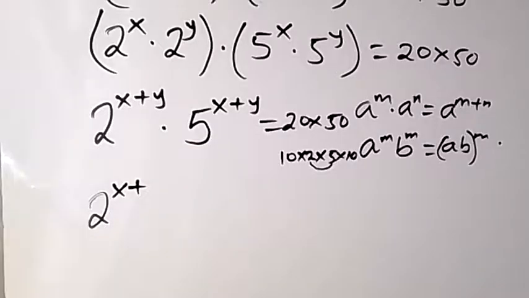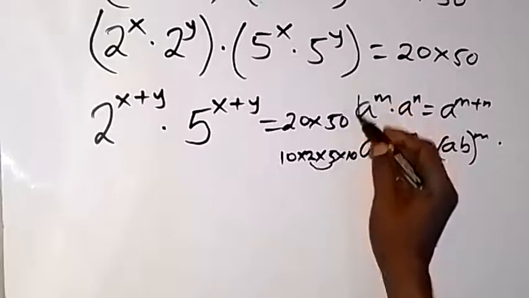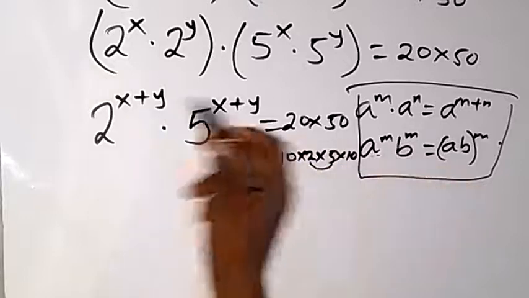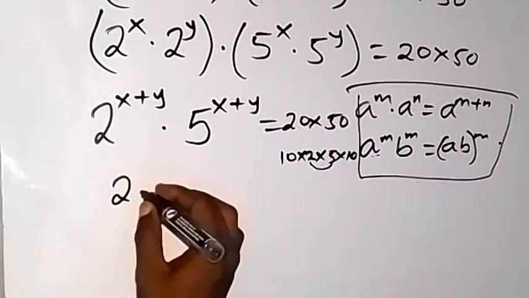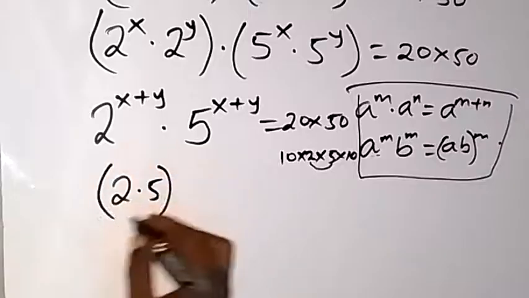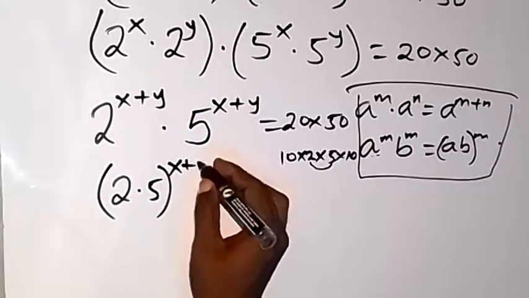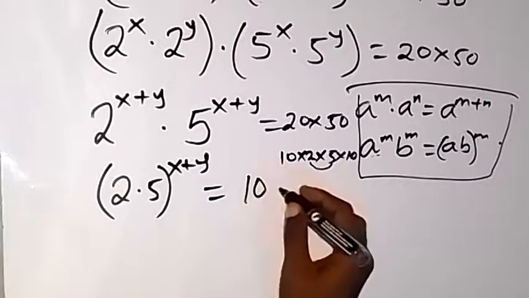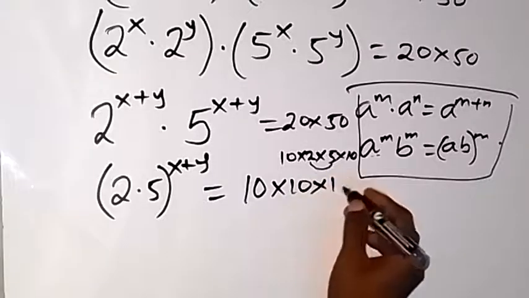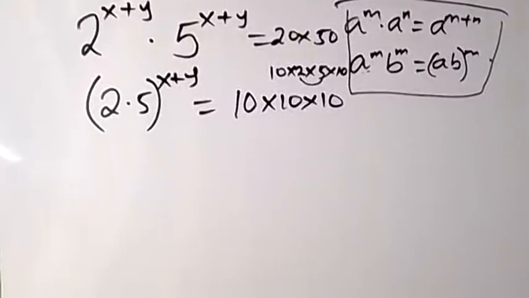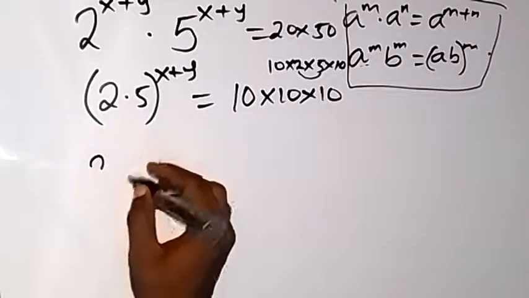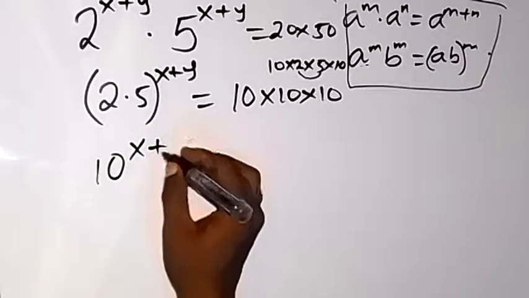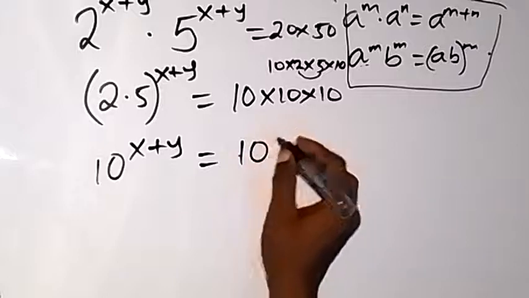Okay, from here, let's apply the second law of indices we wrote down here. When we have different base and raised to the same power, we can write it as 2 times 5, then all raised to power x plus y, which will now give us, here we can write it as 10 times 10 times 10. Then that will give us 10 raised to power 3 there. So we have 2 times 5 there, we can write it as 10, then raised to power x plus y, which will give us 10 raised to power 3.